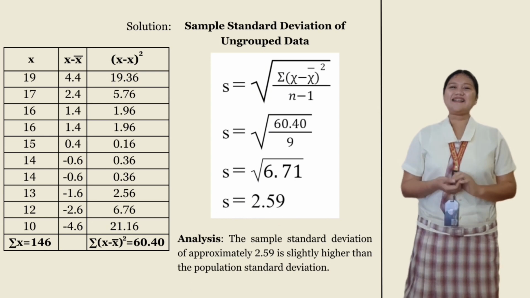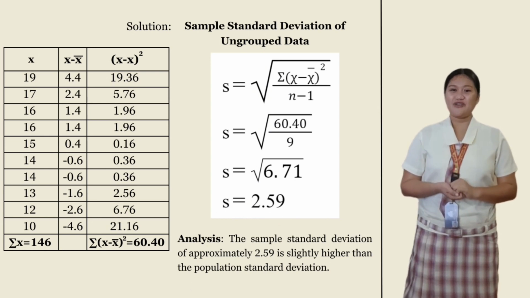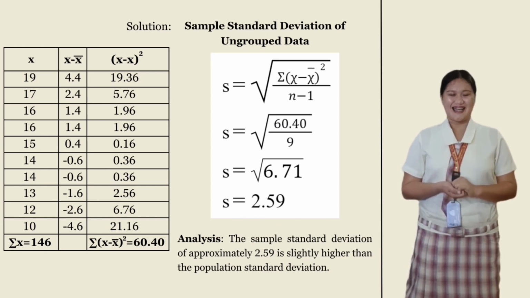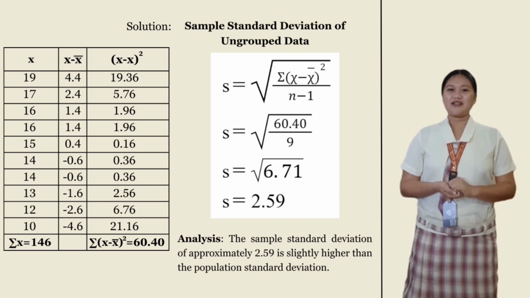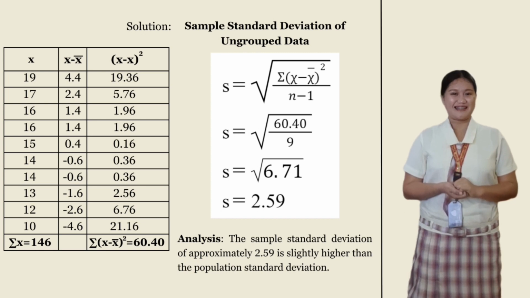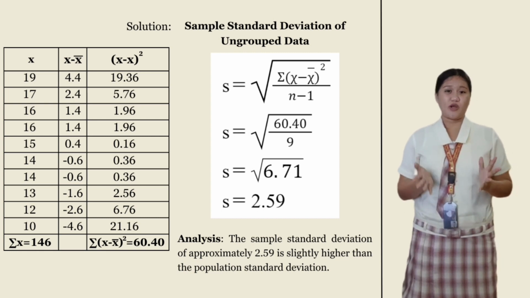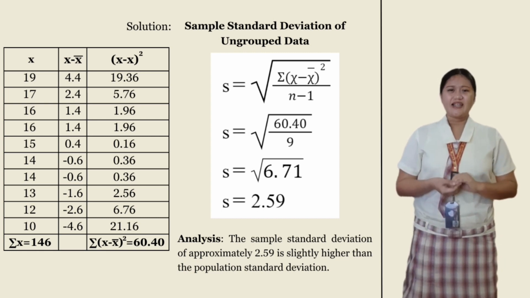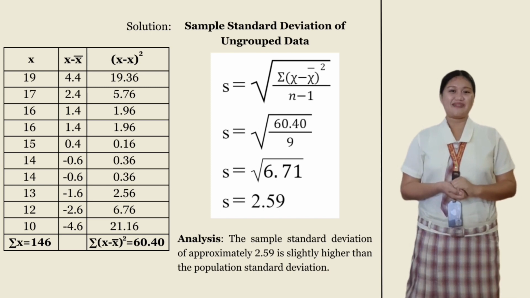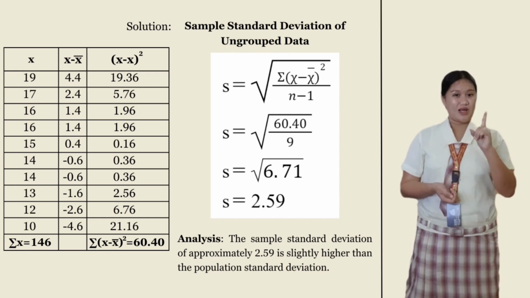And now, let's solve for the sample standard deviation of ungrouped data. Sample standard deviation is equal to the square root of the summation of square differences between each data score and the sample mean, divided by the total number of data scores minus 1.